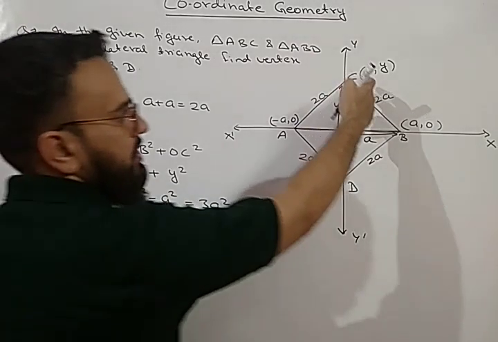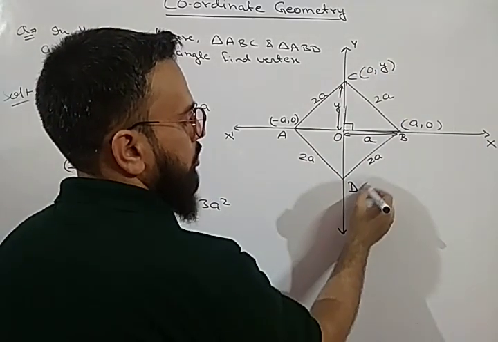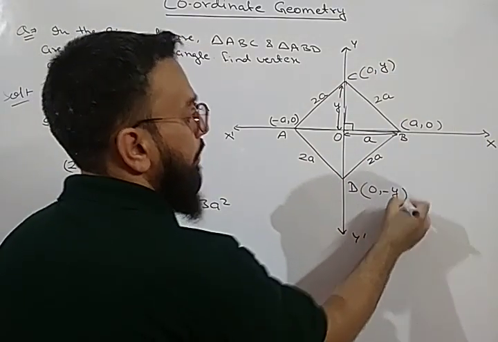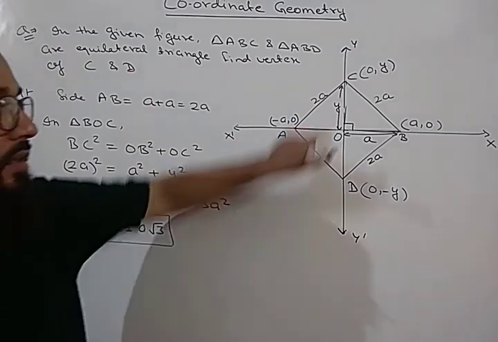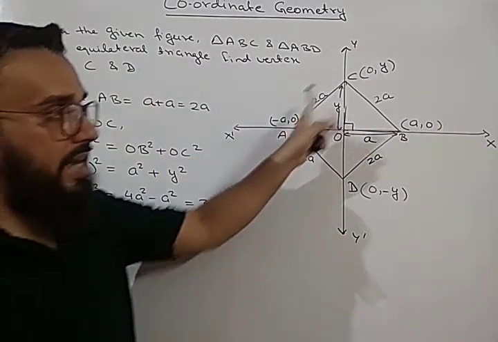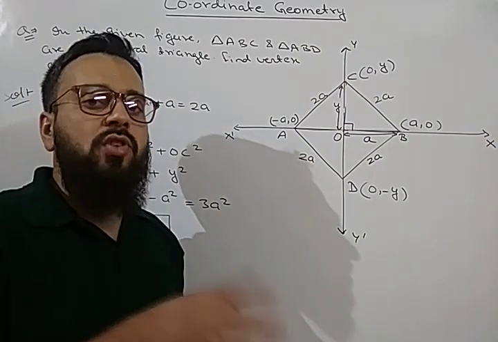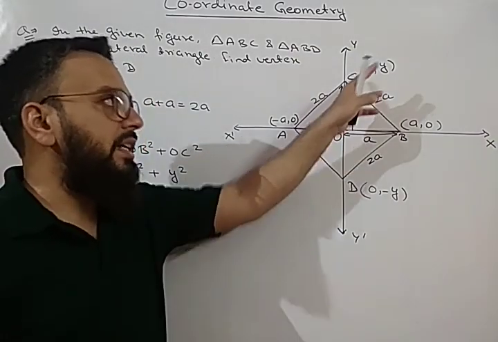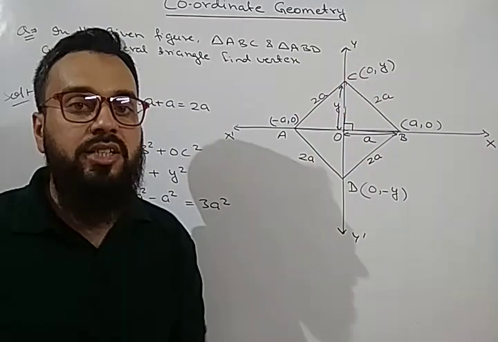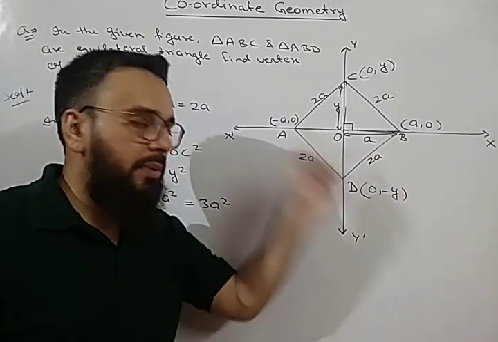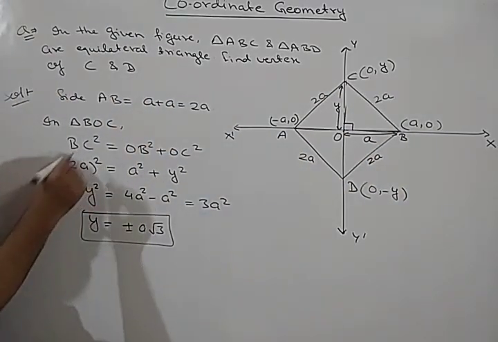So the vertex of C is 0 comma y and the vertex of D will be 0 comma minus y, because the length is the same. This is why both the triangles are equilateral, as well as sides of both the triangles are the same. It means the vertex will also be the same, only the sign will change. So it will be plus y, it will be minus y. So we get both the vertices.